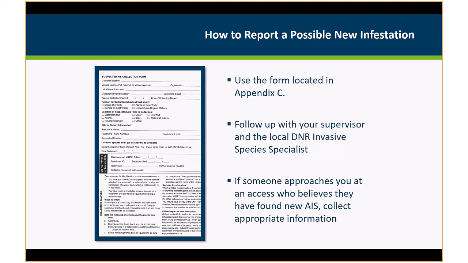When reporting a new infestation, it is important to fill out the Suspected Aquatic Invasive Species Collection Form that can be found in your manual in Appendix C. Fill out this form to the best of your ability, as it will provide additional information to the DNR invasive species specialist who will be following up on this report. You can also use this form if someone approaches you at the landing and believes that they have found a new aquatic invasive species. If possible, always attach this form to the sample of the aquatic invasive species.